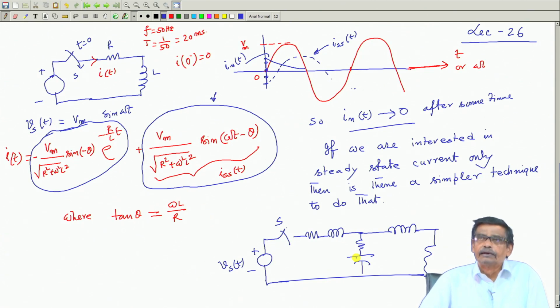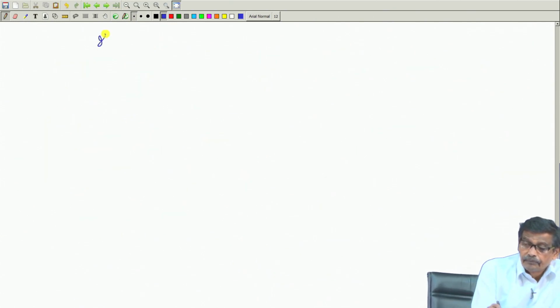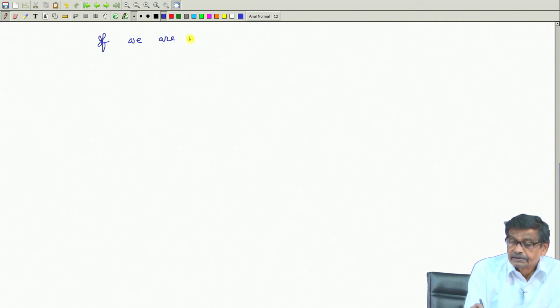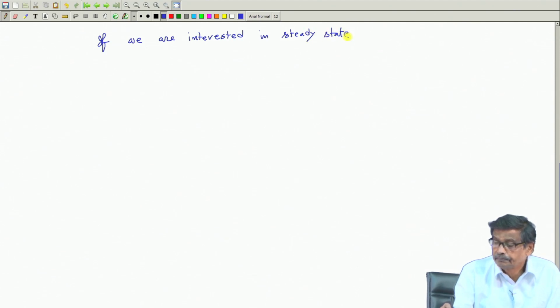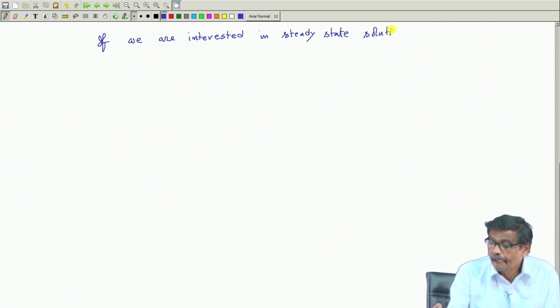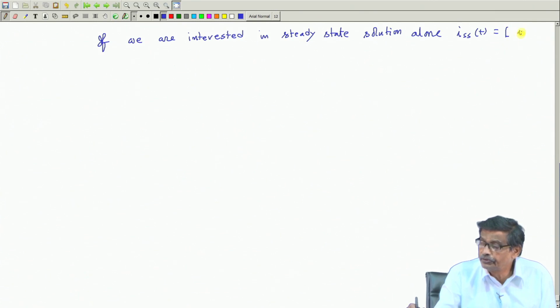Can there be some ways of simplifying that matter? Yes, it can be, and that is called the Phasor approach. If we are interested in steady state solution alone, that is ISS, which is IFT, the forcing solution due to forcing function.